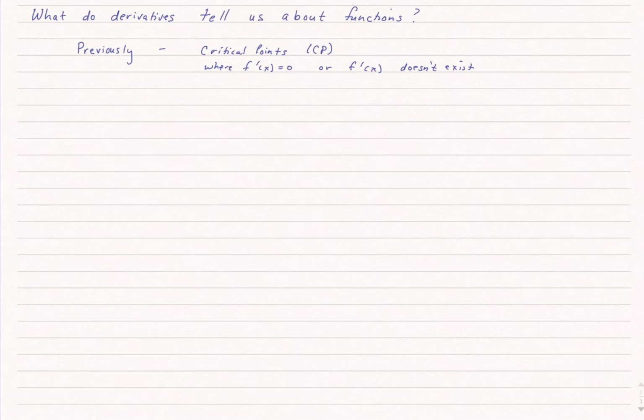Now we want to talk about what derivatives tell us about a function. First of all, I want to review the fact that we talked about critical points already. That's where the first derivative of the function is equal to 0 or it doesn't exist. The other thing I want to talk about is what it means for a function to be increasing and decreasing.